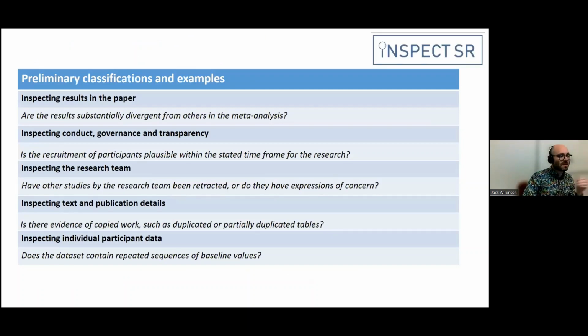So inspecting conduct, governance and transparency. We could check, is the recruitment of participants plausible within the stated time frame for the research? Inspecting the research team. Have other studies by the research team been retracted, or do they have expressions of concern? Inspecting text and publication details. Is there any evidence of copied work? And if you have it, if you can get it, inspecting the individual participant data underlying the study. Does the data set contain repeated sequences of baseline values?